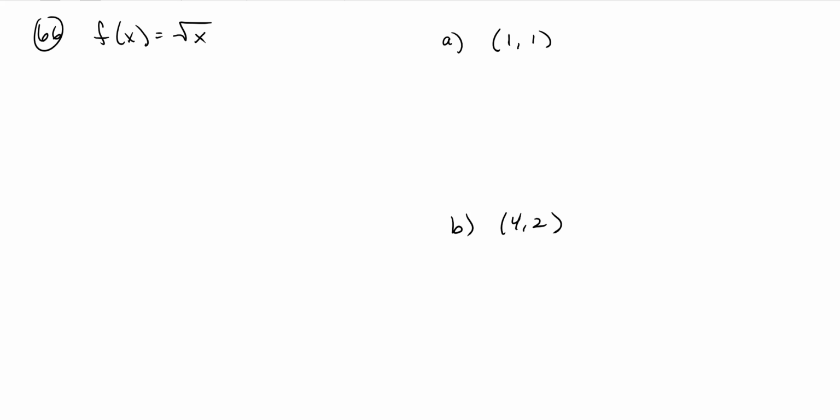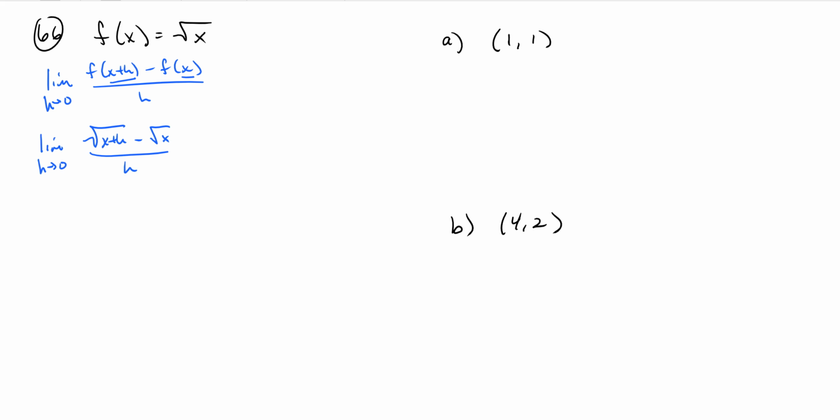66. Find a formula for the slope of the graph of f at the point x, f of x, the 2 points that were given. So a formula for the slope of the graph of f, that's just going to be the difference quotient. We learned in class that there's a trick to this as well, but using the difference quotient, that's going to be the limit as h approaches 0 of f of x plus h minus f of x all over h. Go ahead and plug in for x plus h and x respectively. So I've got the square root of x plus h minus the square root of x all over h.